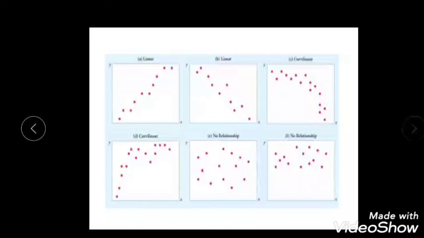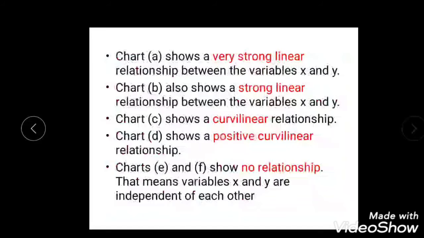Okay, and once I talk about regression, I will be talking about linear regression and non-linear regression. That's what we are discussing now. And the next one is called logistic regression. As I told you, chart A shows a very strong linear relationship, chart B a strong linear relationship, chart C curve linear, chart D positive curve linear, and charts E and F represent no relation.